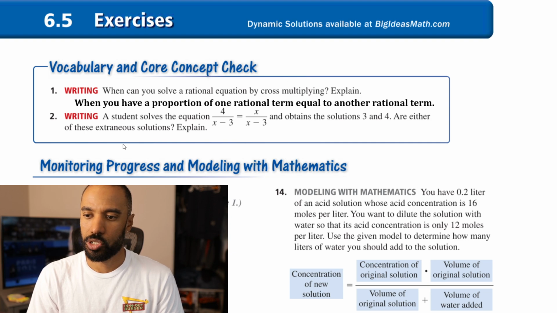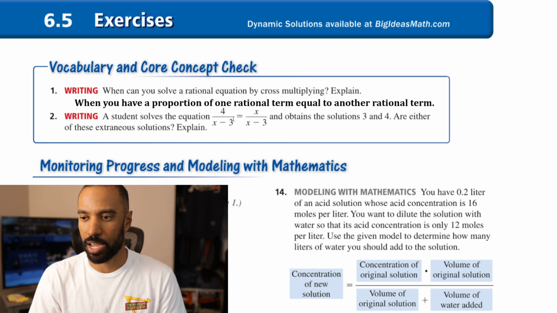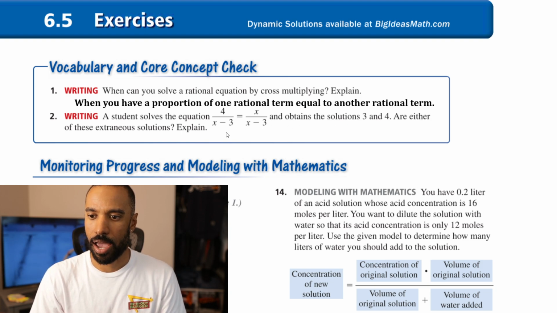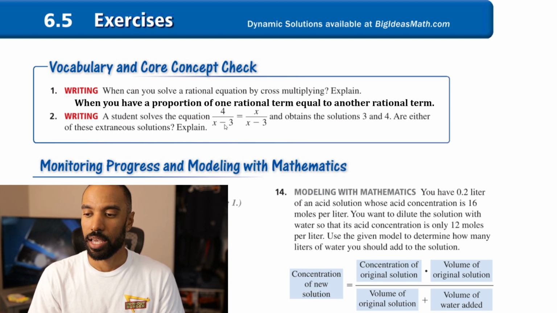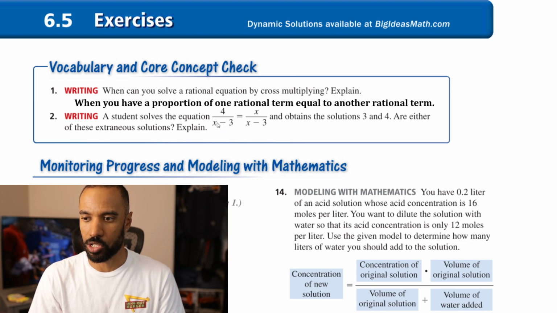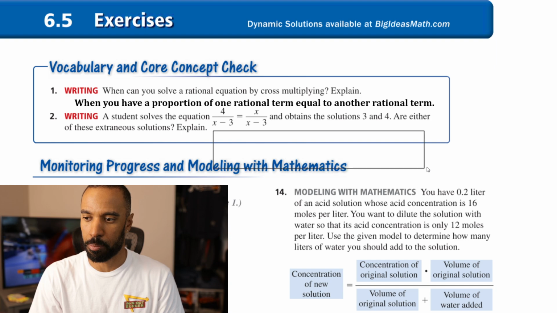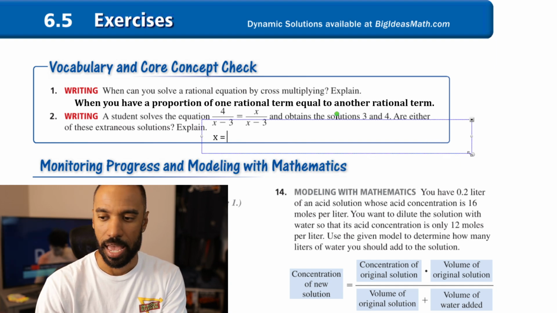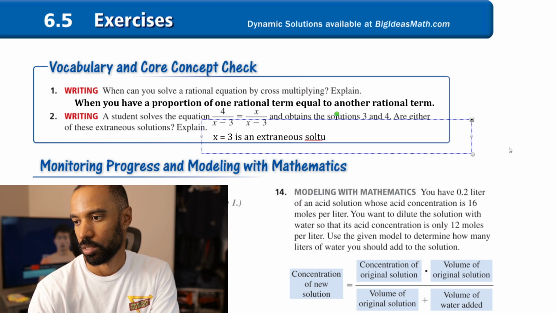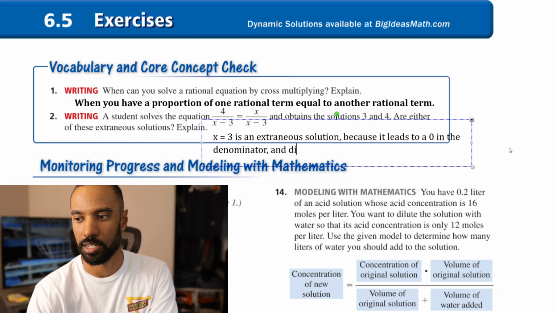Number 2 on writing, a student solves the equation 4 over x minus 3 equals x over x minus 3 and obtains the solutions 3 and 4. Are either of these extraneous solutions? Explain. X equals 3 would be an extraneous solution because if I substitute 3 into this equation, I get 3 minus 3 in either denominator and that becomes 0. I'm not allowed to divide by 0. X equals 3 is an extraneous solution because it leads to a 0 in each denominator, and division by 0 is undefined.